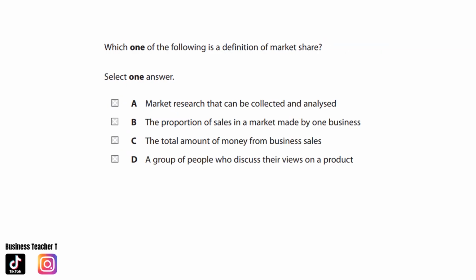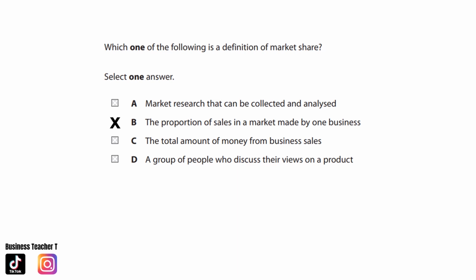Which one of the following is a definition of market share? Select one answer. Is it A, market research that can be collected and analysed? B, the proportion of sales in a market made by one business? C, the total amount of money from business sales? Or D, a group of people who discuss their views on a product? And the answer is B, the proportion of sales in a market made by one business.